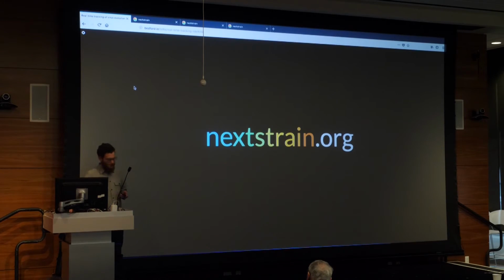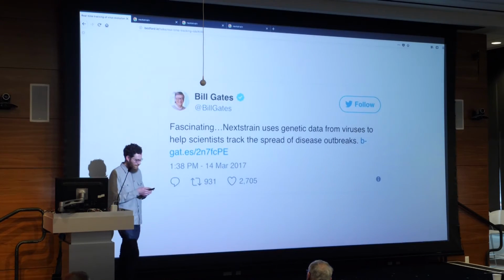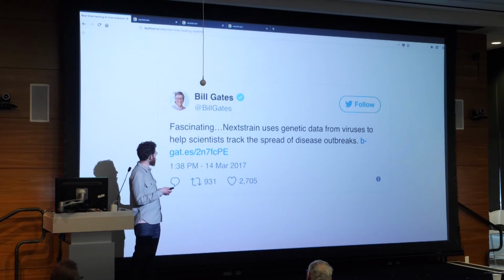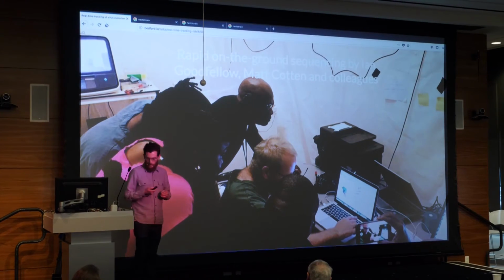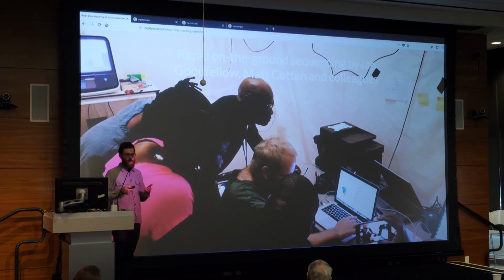Generally, this has been fun to work on. It's been nice that this has been getting some press, but even more gratifying is that this has actually been getting some use. These are colleagues in Sierra Leone near the tail end of the Ebola epidemic. They were sequencing viruses, emailing us, and then we were getting them onto the website and updated so they could see exactly how their viruses fit in with other things that were circulating.